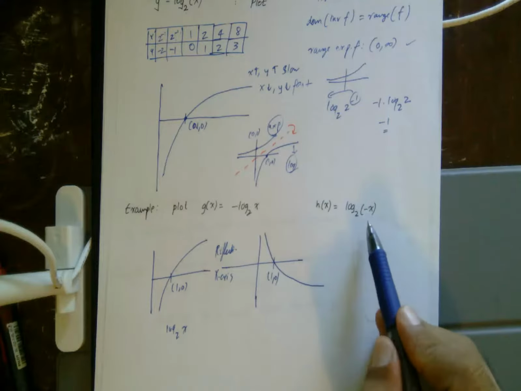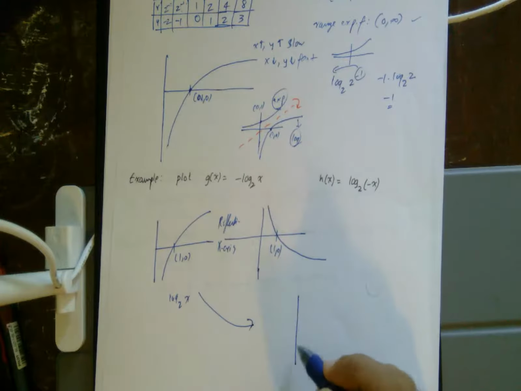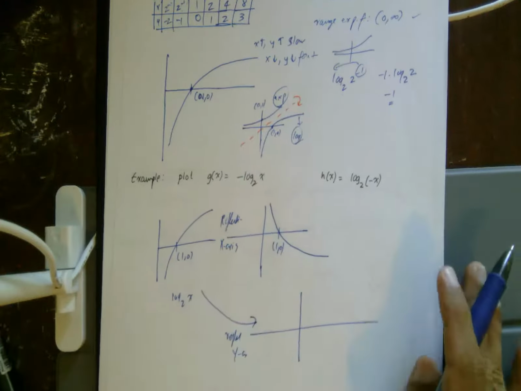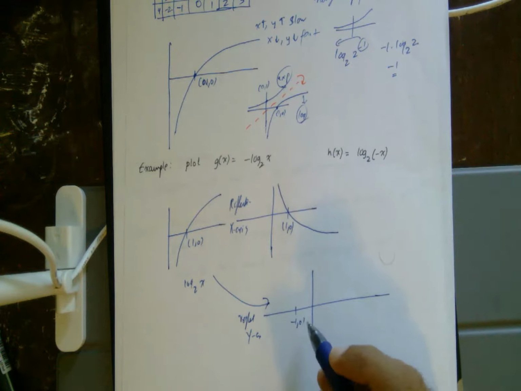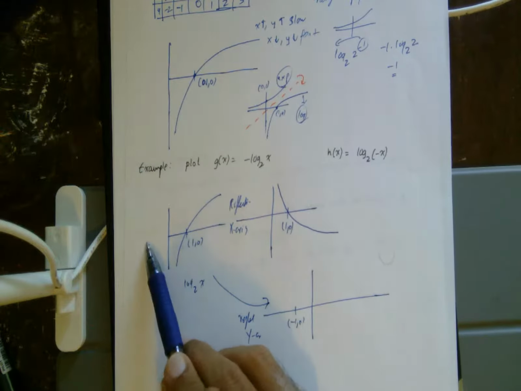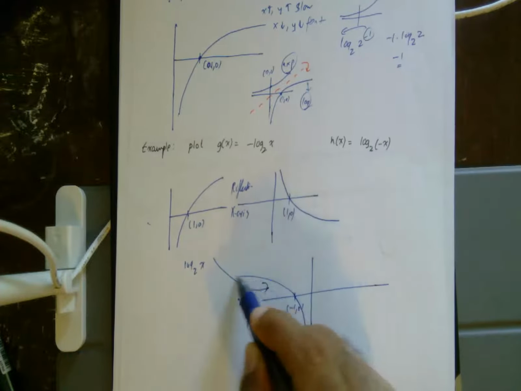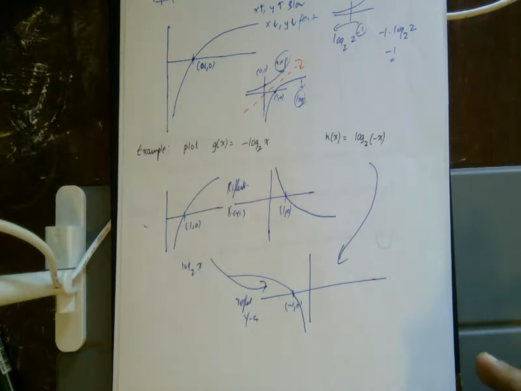What about log base 2 of negative x? Well, I can go from here. Changing x to negative x means reflection around the y-axis. So now instead of not being in the negative, it's going to not be in the positive. And this point, when you reflect it, it's going to go to (negative 1, 0). This goes down. So that would be log base 2 of negative x.